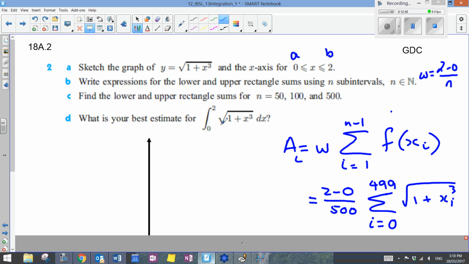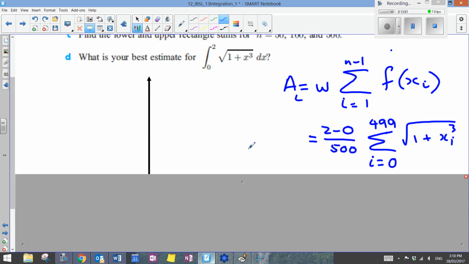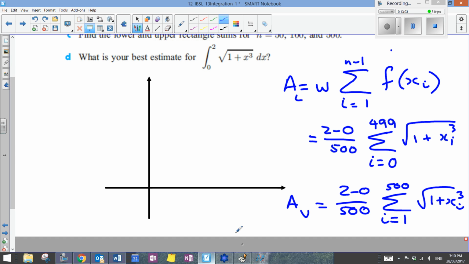Okay, that would be our best approximation because it's going to say find the lower and upper rectangle sums when n is 50, 100, or 500. Well, our best estimate is going to be using that 500. And then, of course, we'll shift everything when we do the upper. So the upper would be going exactly from 1 to 500, where the lower would have been from 0 to 499, which is your first iteration to your last iteration.